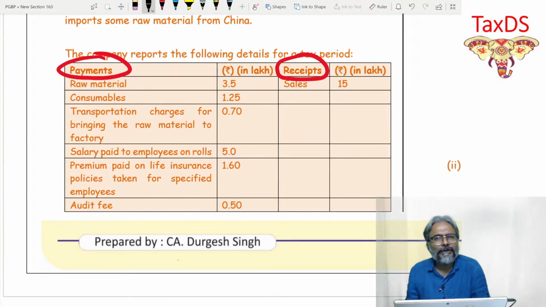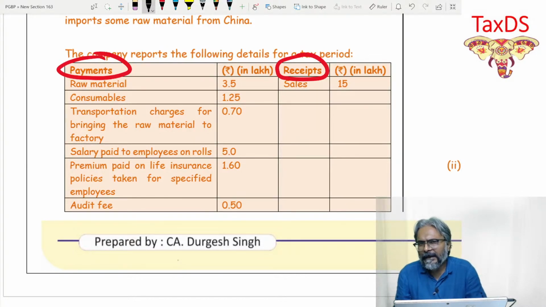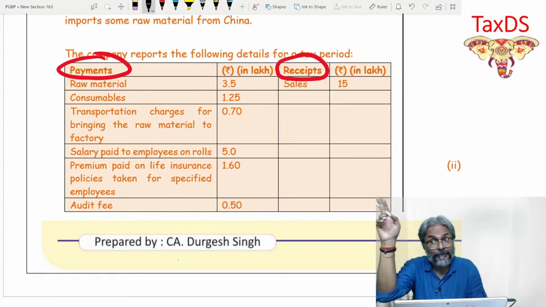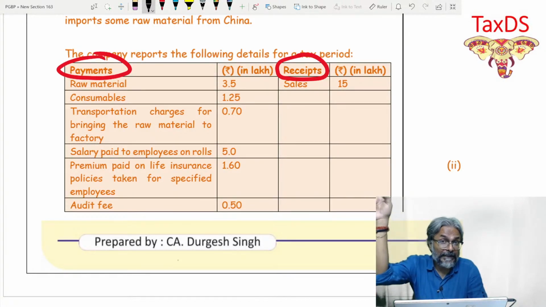Sales is 15 lakhs, so therefore it will be having an impact of the IGST on it. Raw material, consumables, transport charges. Now, raw material, consumables, fine. We will have to see what further information is given on that. Transportation charges for bringing the raw material to the factory. So that also we have to see through the GTA. Then in the GTA, if they have gone with that 5% rate of GST on the GTA supply, then there will be a reverse charge mechanism.